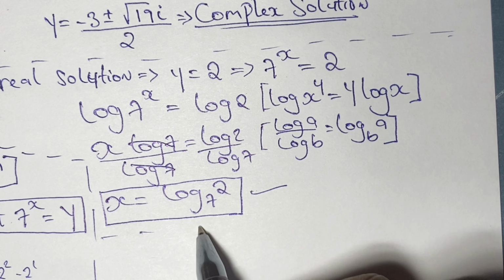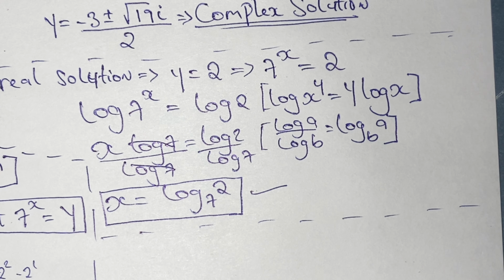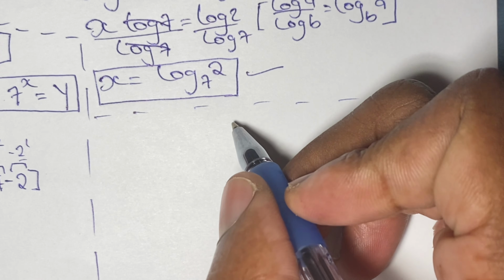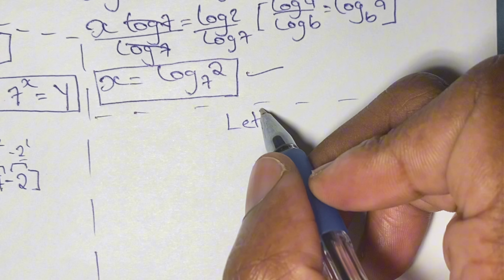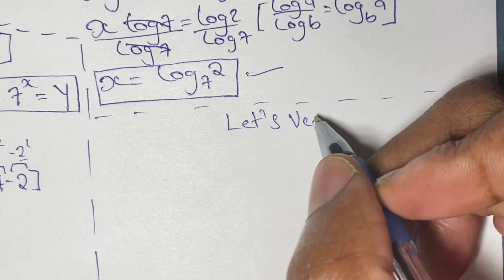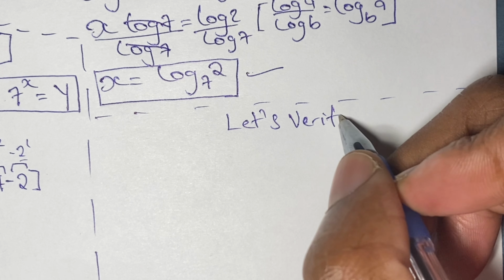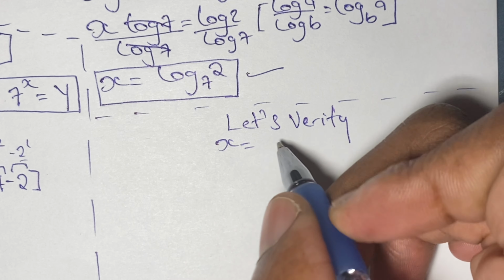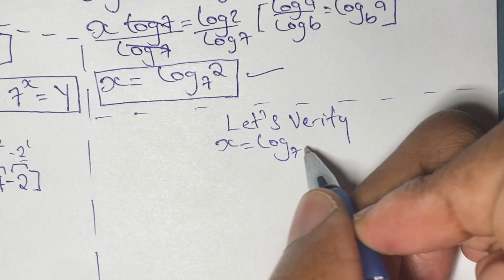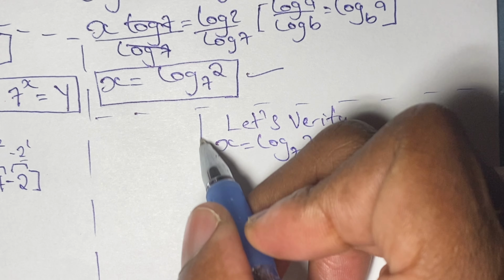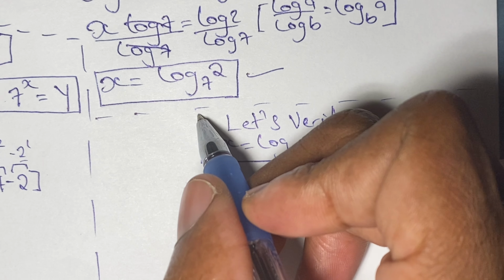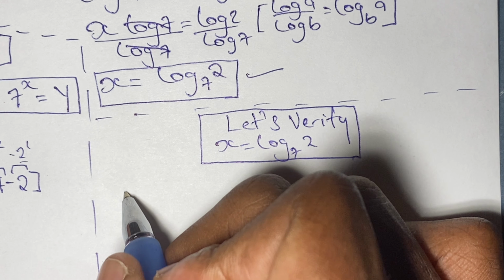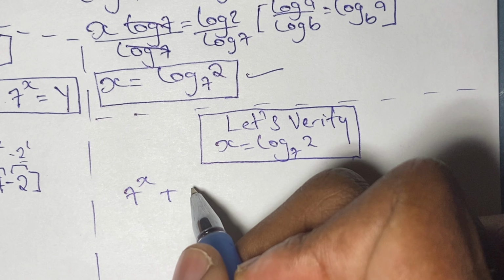Now from here we can verify the solution to see if it is true. We verify this by plugging in the value of x into our equation. So let's go ahead and do that. So we say that x is equal to log base 7 of 2, and we're now going to verify this solution.